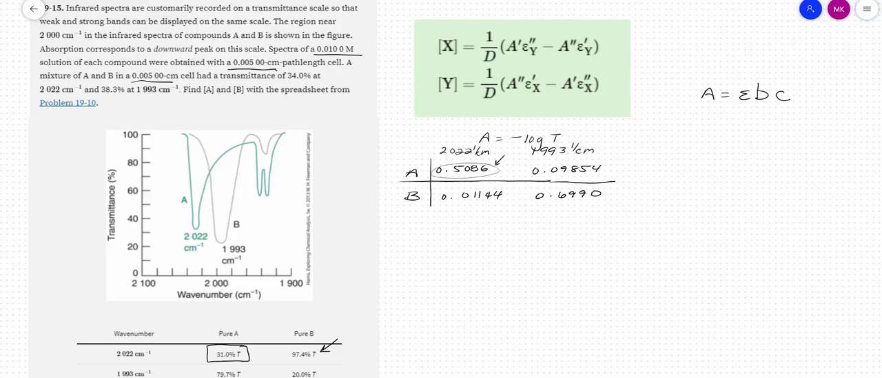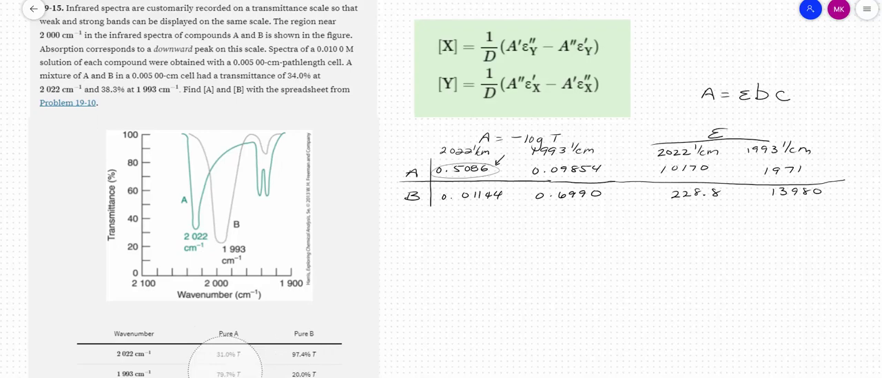So I'm going to use this absorbance first. I'm calculating my molar absorptivity at 2022 wave numbers and 1993 wave numbers, again, A and then B. So I get 10170, 1971, 228.8, and 13980.